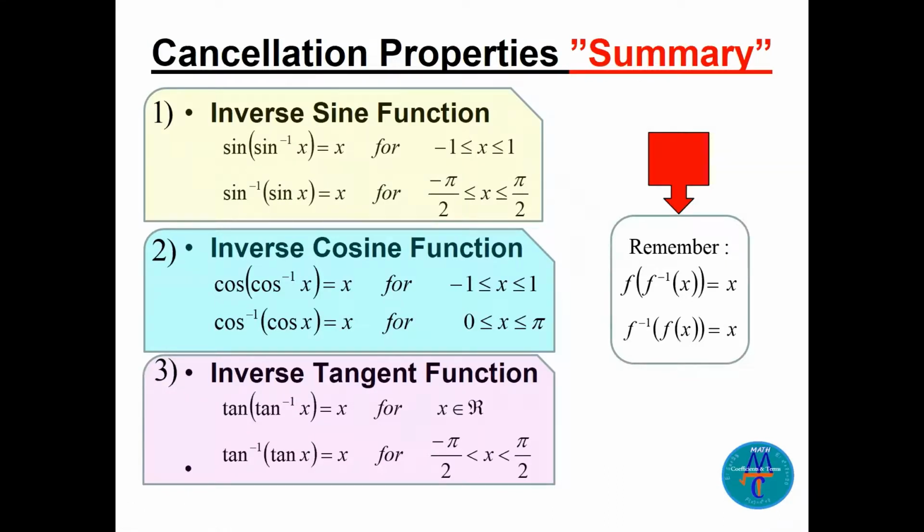Now, let's make a summary here, please, for the cancellation properties. Inverse sine function, as I mentioned before, sine of sine inverse of x is equal to x only if x is between minus 1 and 1, and sine inverse of sine of x is equal to x only if x is between minus pi over 2 and pi over 2. Same thing for the conditions on the cosine inverse and the conditions for tan inverse. Please review these. And all of these are coming from f of f inverse of x is equal to x, and f inverse of f of x is equal to x.